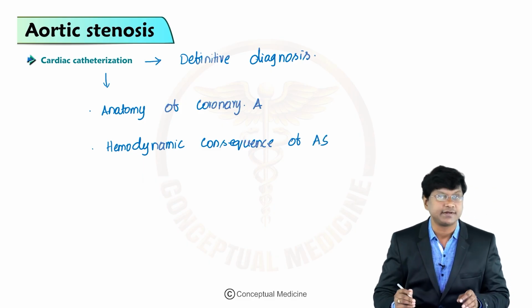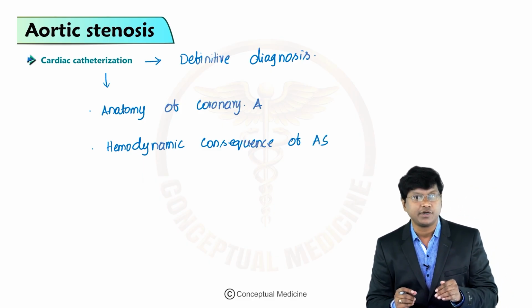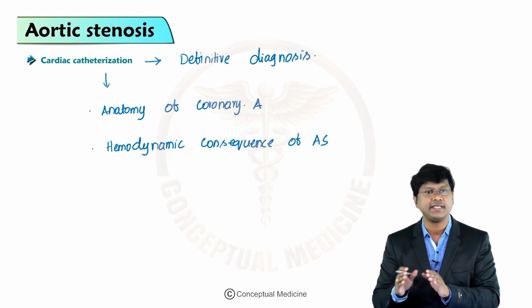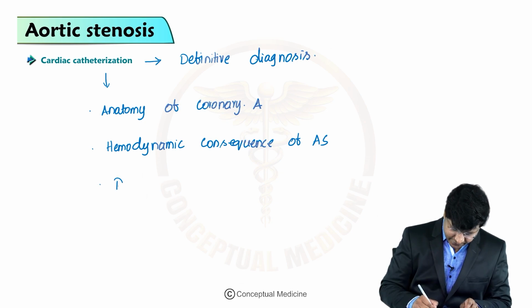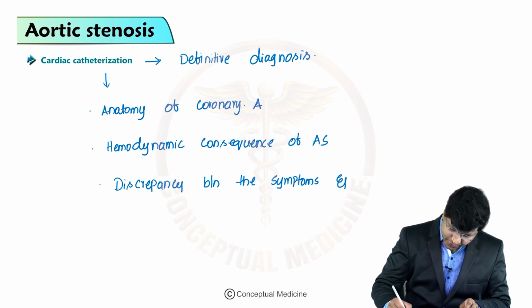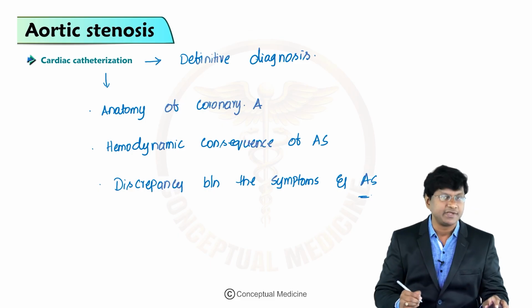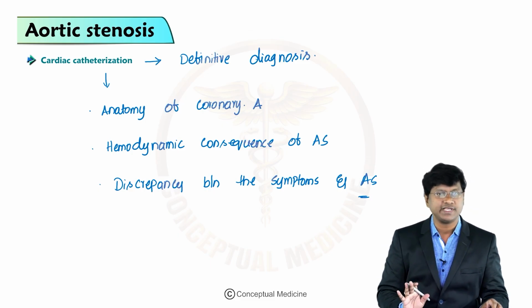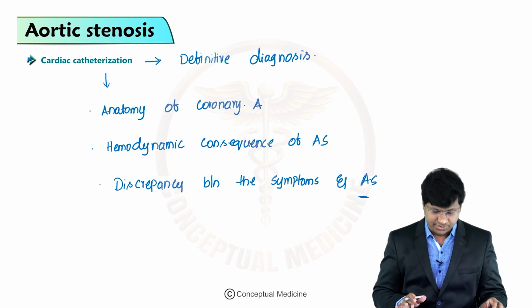And this cardiac catheterization is very important when there is a discrepancy between the symptoms and echocardiography. When there is a discrepancy between the symptoms and aortic stenosis, that is the point when we do this cardiac catheterization, right? So this is about the investigations in patients with aortic stenosis.